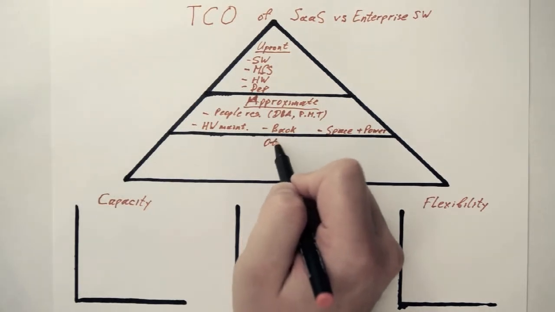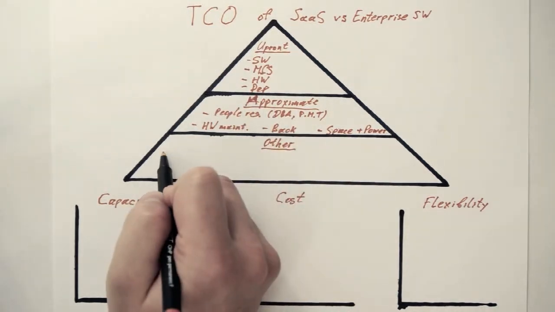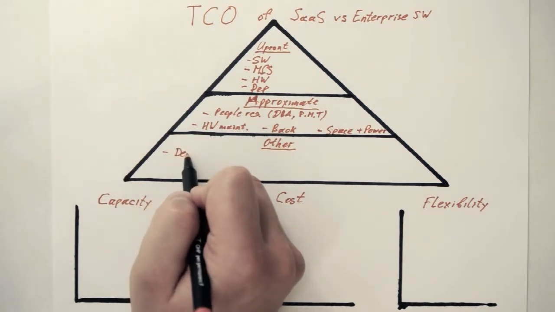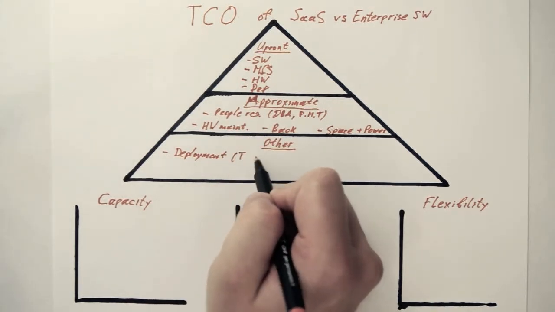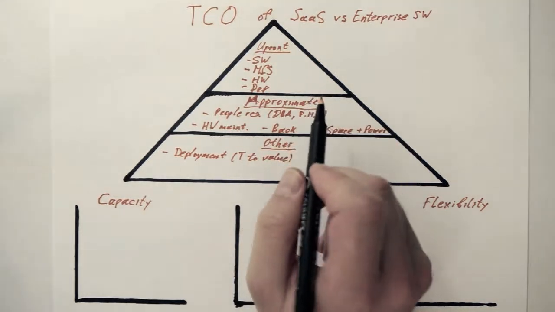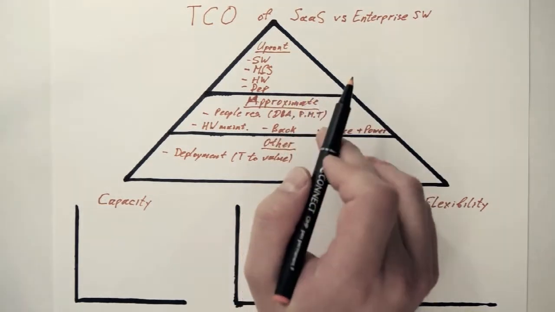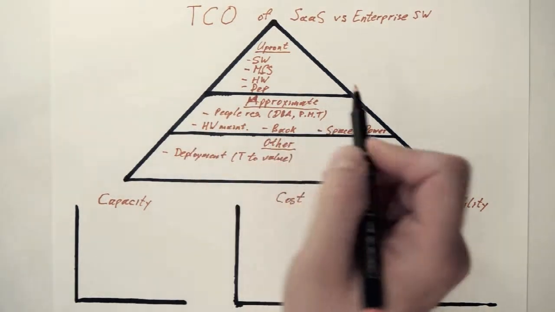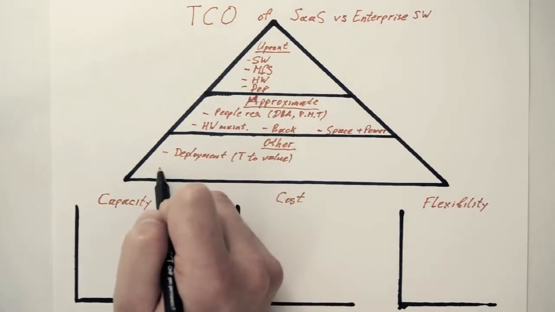Additionally, there are other costs, usually impossible to calculate, but they are there, and it is deployment. But deployment in terms of the time to value. The software as a service solutions are up and running in a multi-tenancy environment, and any enterprise customer can switch in and start using it, where enterprise software requires deployment and significantly longer time to value.